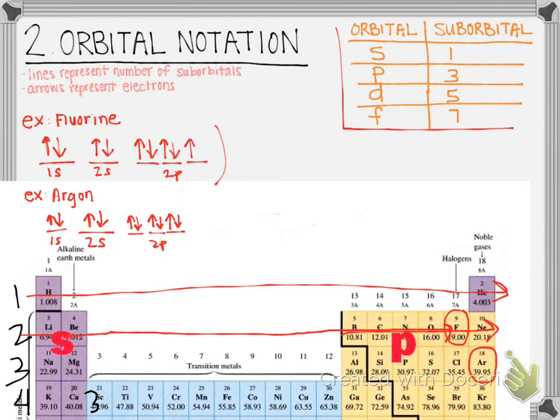Alright, then we go to the next row, 3s, and you go through 2. So your 3s line, you go through 2, so 2 electrons. And then you go through 3p all the way to the end. So your 3p has 3 suborbitals, because it's a p, and this one has 6 electrons. 1, 2, 3, 4, 5, 6. So this would be your orbital notation for argon.